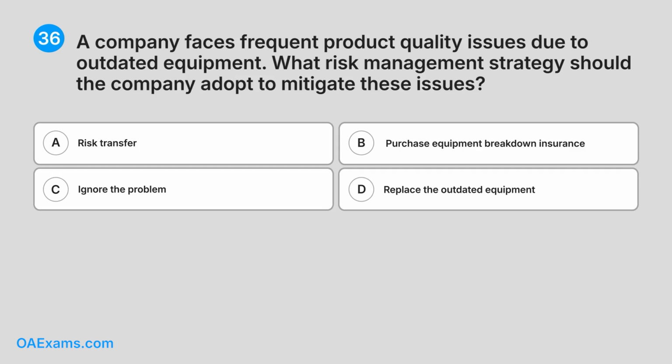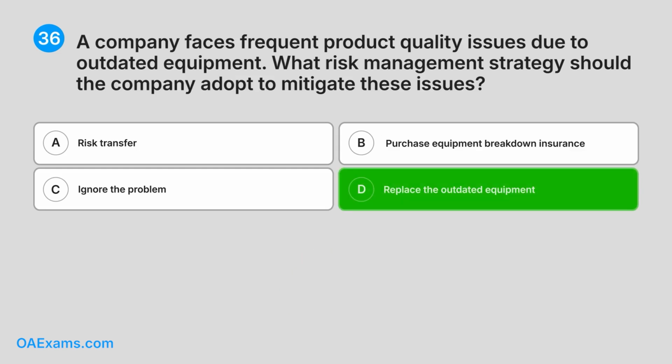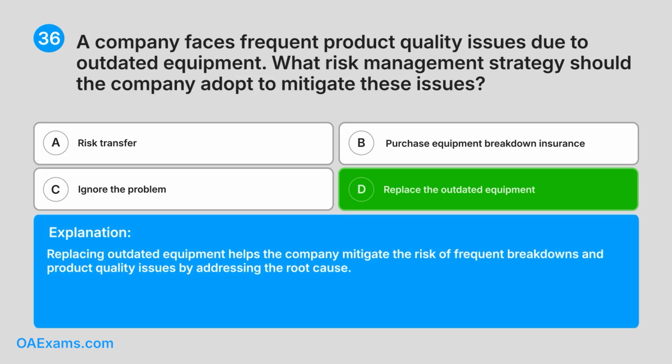Correct answer. D. Replace the outdated equipment. Explanation. Replacing outdated equipment helps the company mitigate the risk of frequent breakdowns and product quality issues by addressing the root cause.